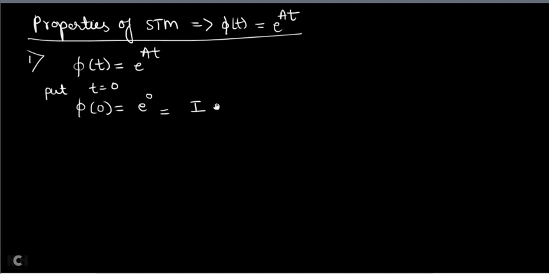Remember, it is in matrix form. That's why instead of 1, I am writing it as I. Phi of 0 is equal to I. Now what is this? This is nothing but either you can call it a unity matrix or an identity matrix. So remember, whenever the time t becomes 0, the state transition matrix is nothing but a unity or identity matrix. At time t is equal to 0, STM is nothing but an identity matrix.